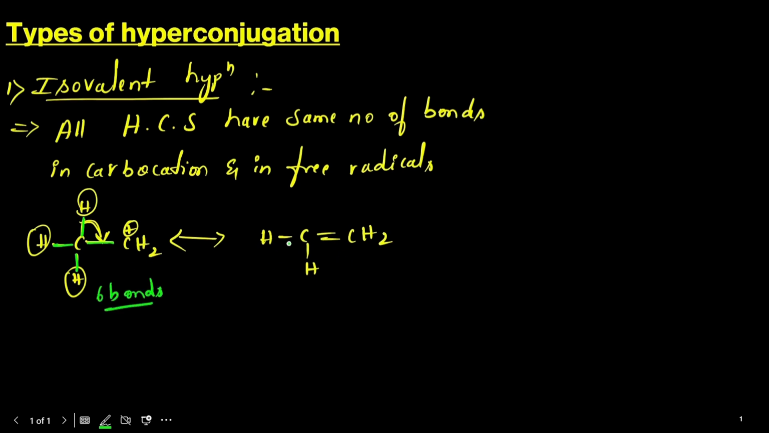Coming to here, how many bonds are there? 1, 2, 3, 4, 5 and 6. 6 bonds. Okay. In isovalent hyperconjugation, all hyperconjugative structures have same number of bonds. Okay. For example, carbocation and free radical. Second type is sacrificial hyperconjugation.